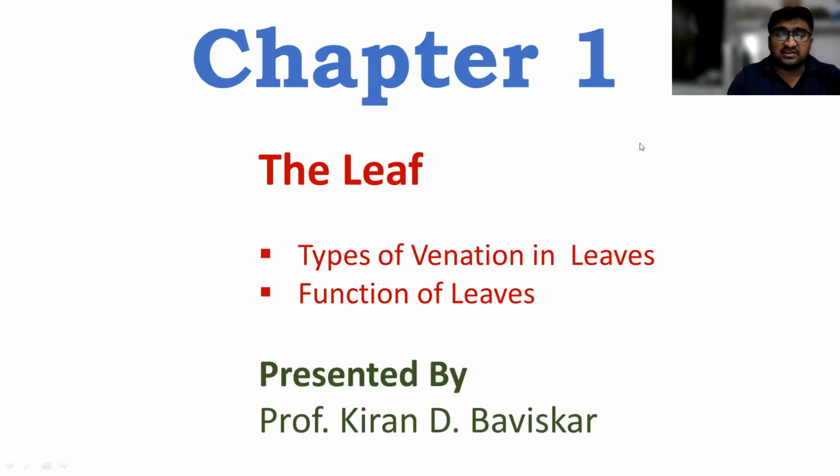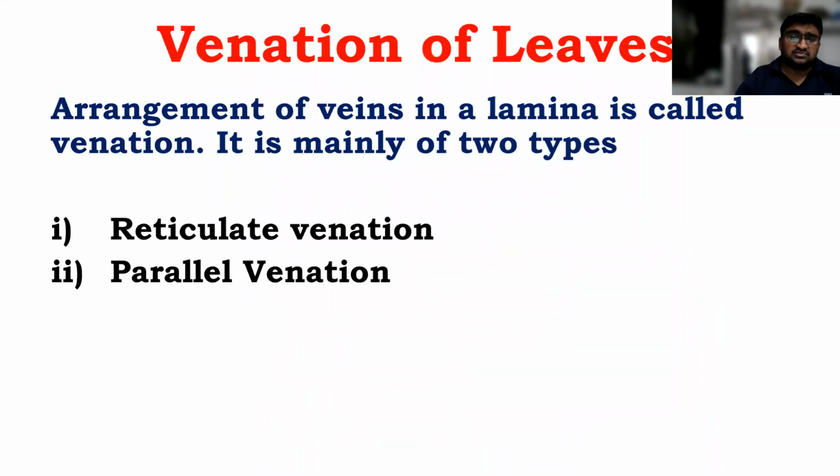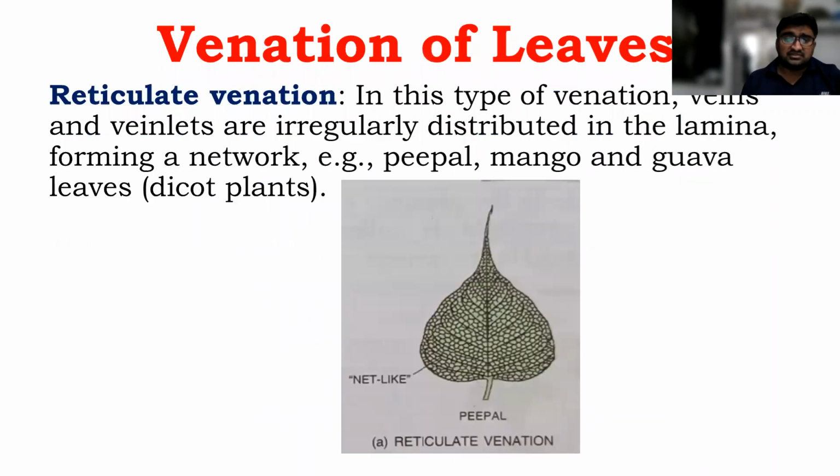Kiran Bhaveskar is here, and in this video we will study the types of venation in the leaves and the function of leaves. In the leaf of a plant, there are two different types of venation. The first is reticulate venation, and the second is parallel venation. So we will see the two different types.